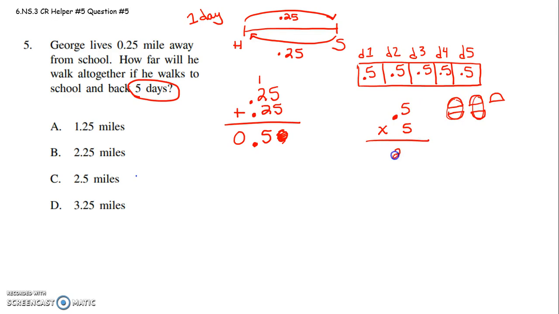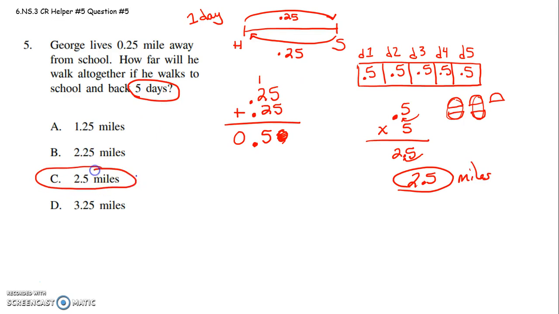5 times 5 is 25. Decimal point over 1. Decimal point over 1. So 2.5. 2.5 miles. He's walking over that 5-day period. I hope that helps.